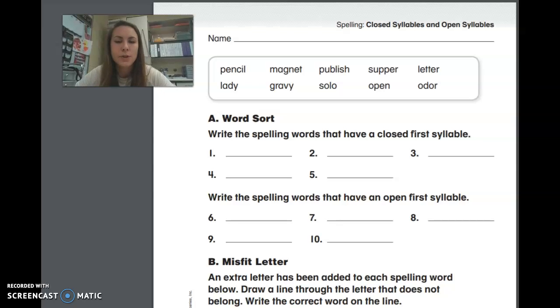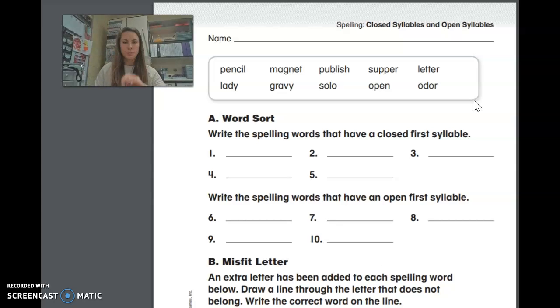Hello friends, today we're going to be looking at closed and open syllables. Our words that we're going to be focusing on are pencil, magnet, publish, supper, letter, lady, gravy, solo, open, odor.